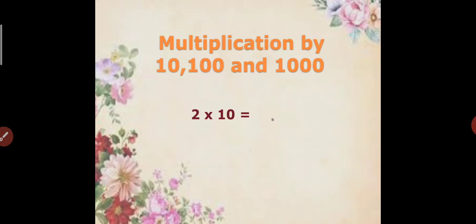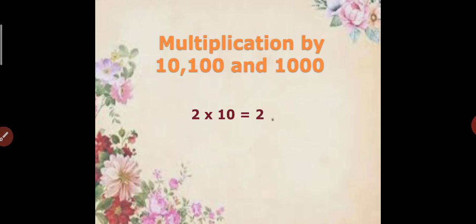Here we have the multiplicand 2 and the multiplier is 10. The heading itself shows multiplication by 10, 100 and 1000. So first example, we are going to multiply a number with 10. It's a very easy thing and there is no need of doing a complicated calculation in your margin. So 2 into 10, just write the multiplicand. So I have written the multiplicand 2.